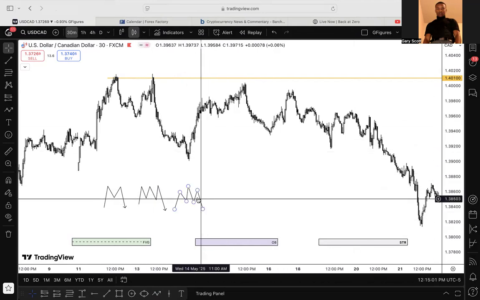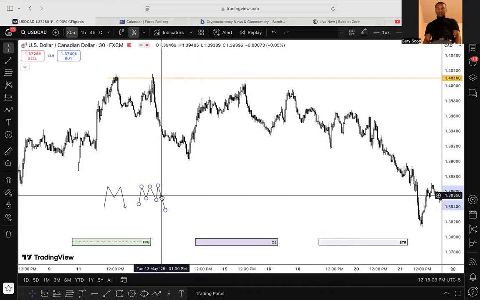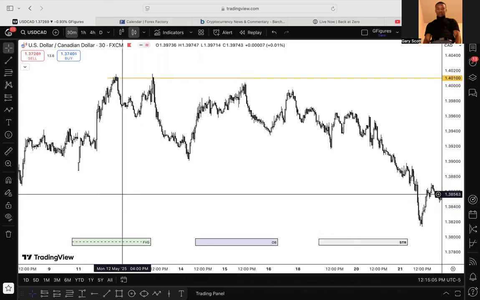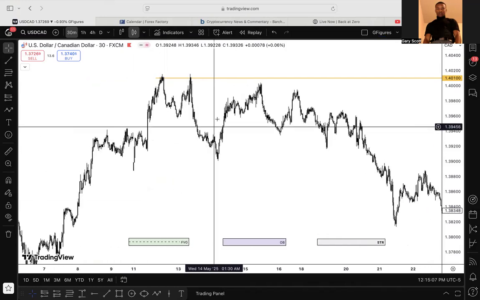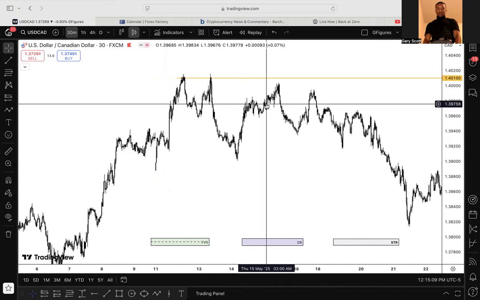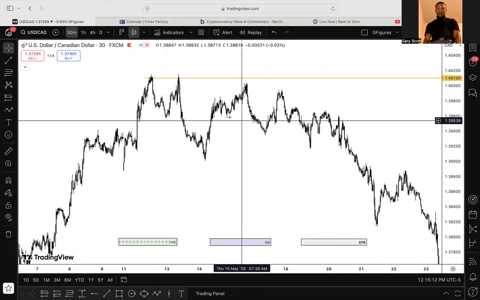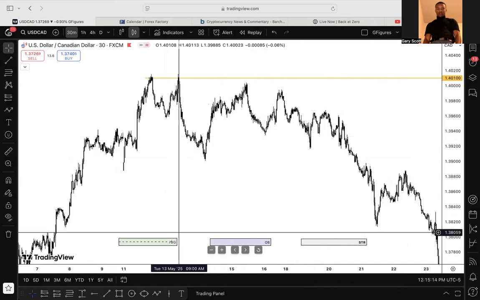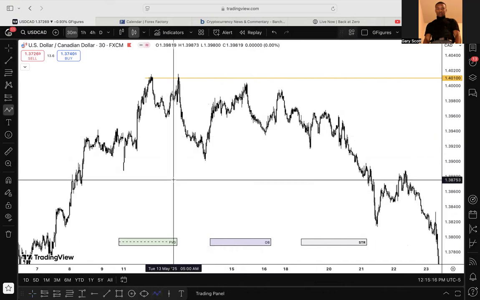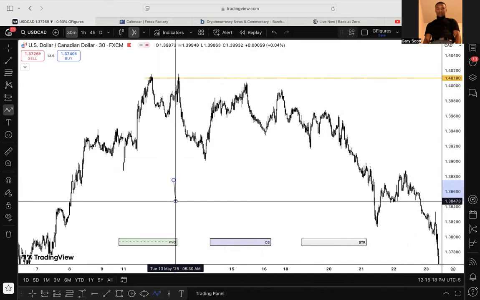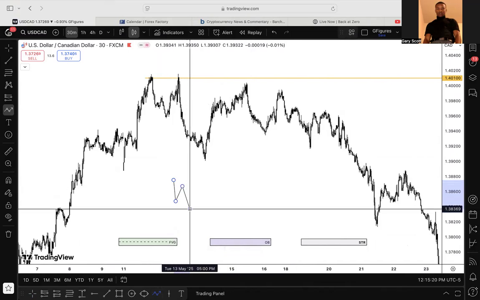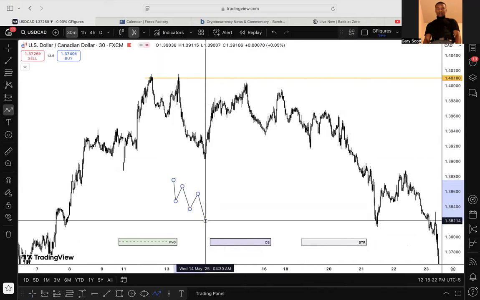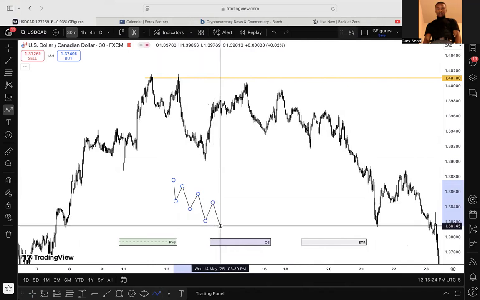Now, how are you able to identify what type of trend you're in? Sometimes all you have to do is take a step back and see what the directional bias is within the market. This is a downtrend. This is how it works. It creates lower lows, lower highs, lower lows, lower highs, lower lows, lower highs.